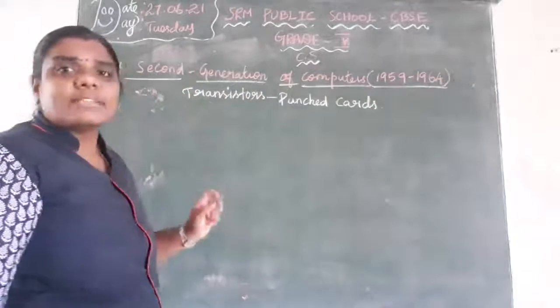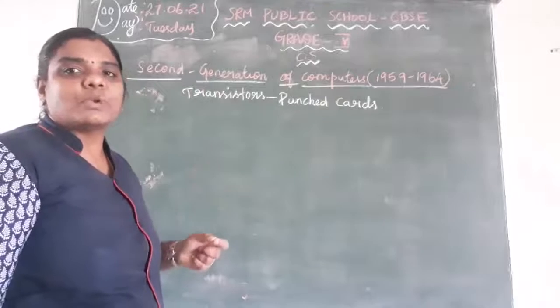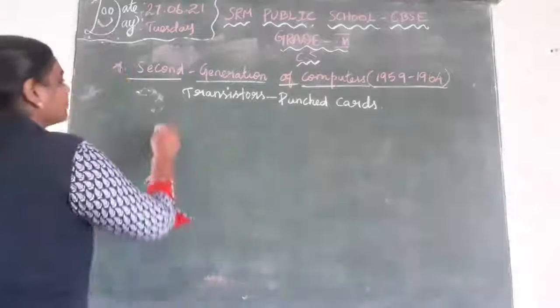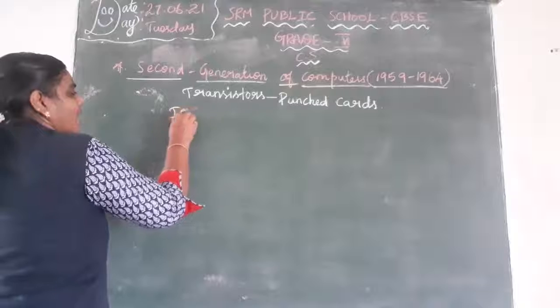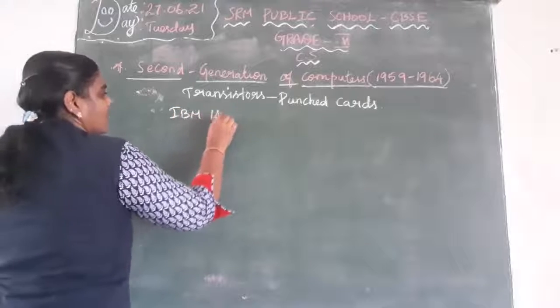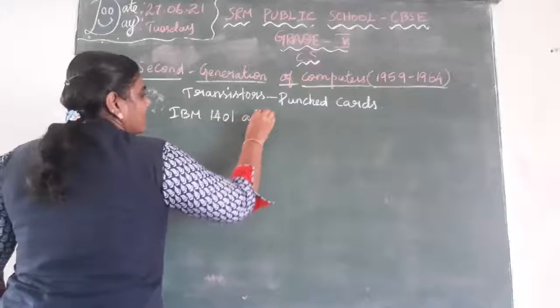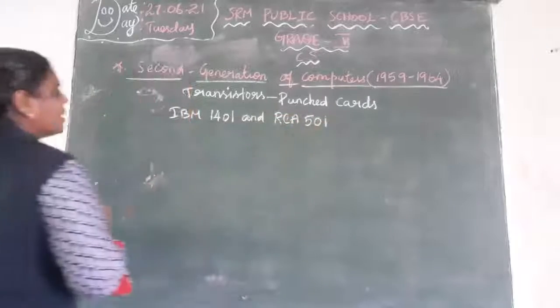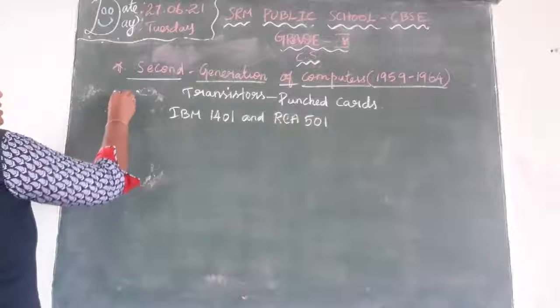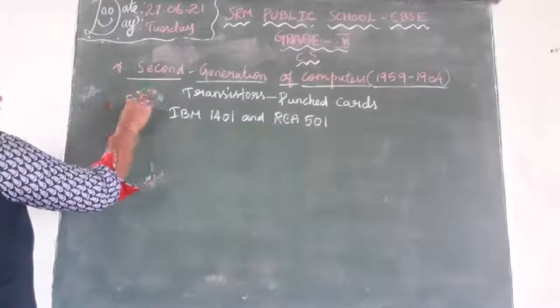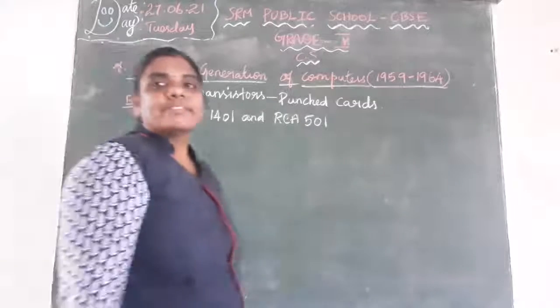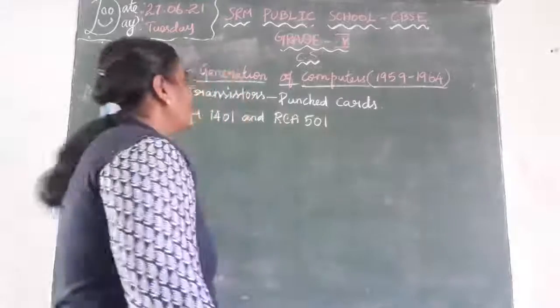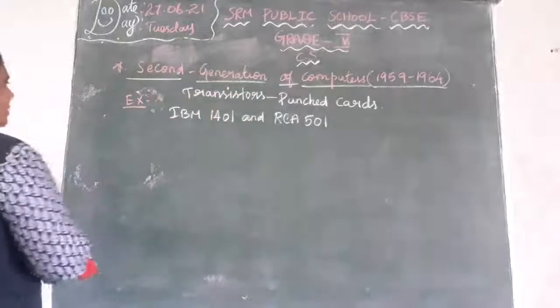So what are the examples for second generation computers? IBM 1401 and RCA 501. Okay. These are the examples for second generation computers. Understand? Let's move on to third generation computers.